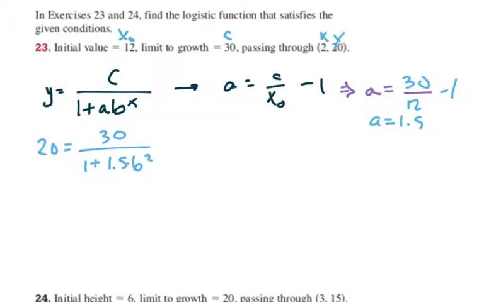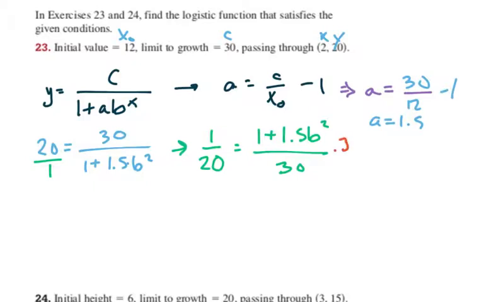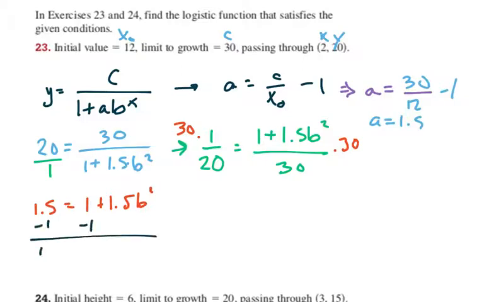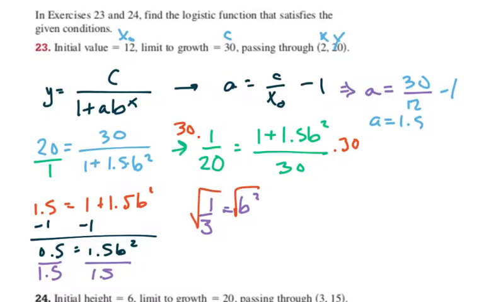Alright, and then we're going to have to go ahead and solve this because we need to get b in order to write the equation. So remember that means we're going to flip the fraction. So we now have 1 over 20 equal to 1 plus 1.5b squared, which means that we'd multiply by 30. And so now we know that 1.5 or 30 20ths is going to equal 1 plus 1.5b squared. And then we'll subtract 1 to get 0.5. And divide by our 1.5 that's being multiplied. And get 1/3. And 1/3 is going to equal your b squared, but then we will square root. And so the square root of 1/3 is going to be 0.5774.